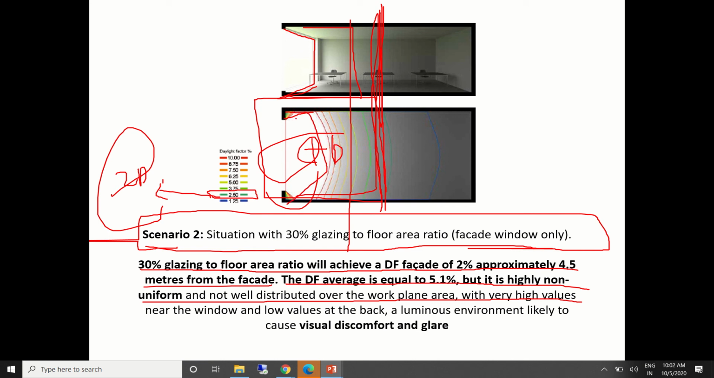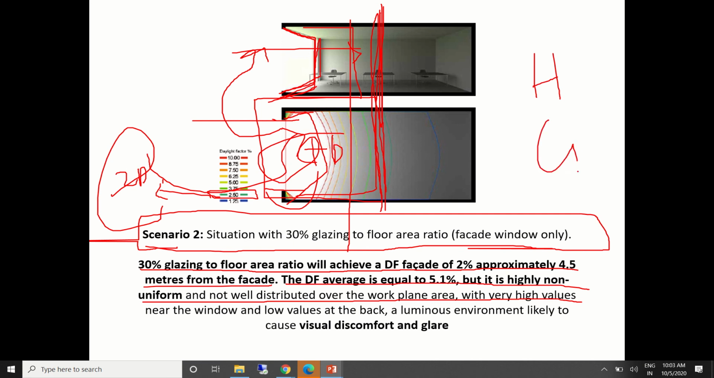Here no shading element is depicted, that's why these kinds of issues are arising. So even if you keep the entire facade open on one side and expect the daylight to be achieved, it will bring in other issues. One, we talked about heat, the other is glare.